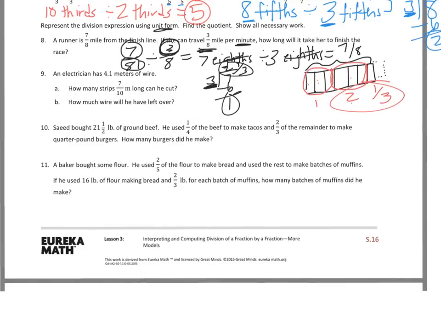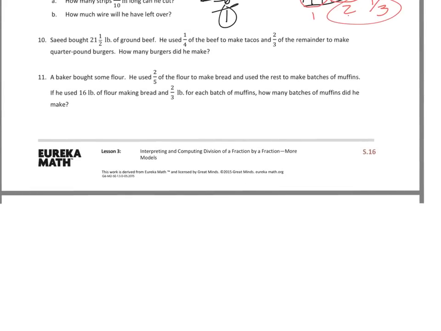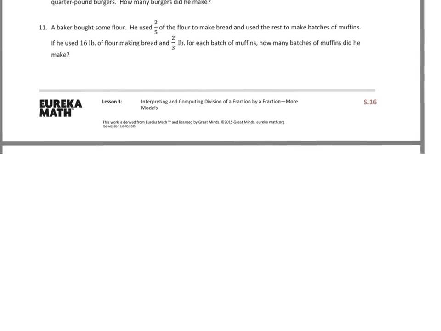Let's take a look at 11. I'll do part of this one. A baker bought some flour. He used 2/5 of the flour to make bread and used the rest to make batches of muffins. If he used 16 pounds of flour making bread and 2/3 pound for each batch of muffins, how many batches of muffins did he make? So this is kind of a challenging multi-step question, but we'll be able to get this.